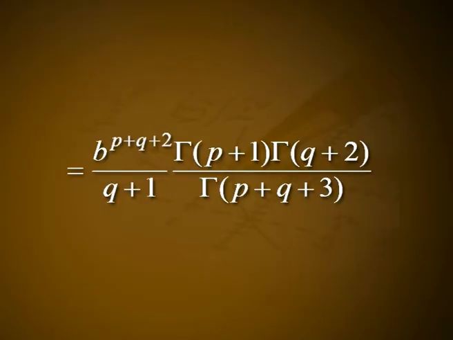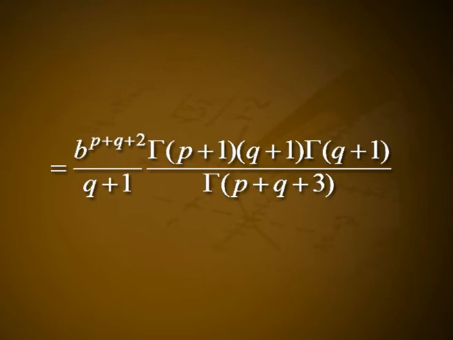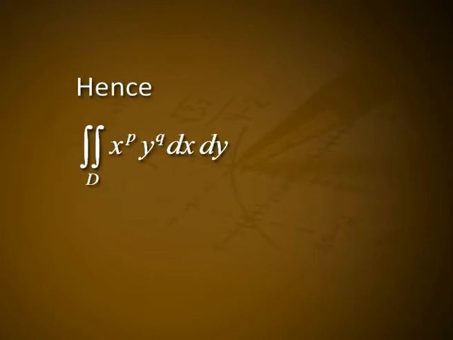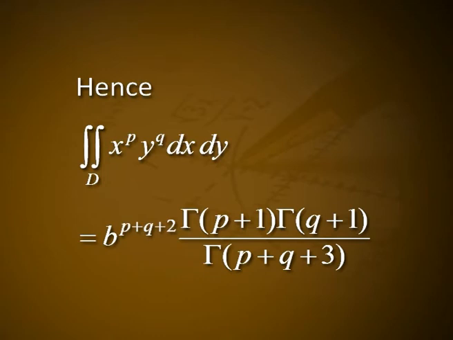which is equal to b^(p+q+2)/(q+1) times Γ(p+1) Γ(q+2) / Γ(p+q+3), which is equal to b^(p+q+2)/(q+1) times Γ(p+1) (q+1) Γ(q+1) / Γ(p+q+3). Since Γ(q+2) = (q+1) Γ(q+1), hence the double integral over D of x^p y^q dx dy is equal to b^(p+q+2) Γ(p+1) Γ(q+1) / Γ(p+q+3).